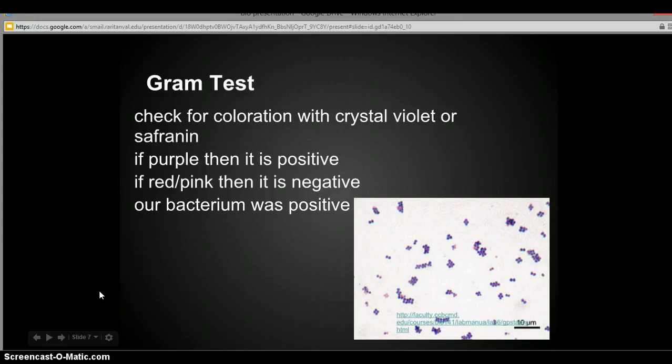So with the gram test, you check for the coloration of crystal violet or safranin. Purple means that the crystal violet reacted well and it's gram positive. If it's a pink or reddish color, then it's gram negative, and our bacterium was positive. As you can see, this is a picture of what it would have looked like, and you can tell that because it's purple.